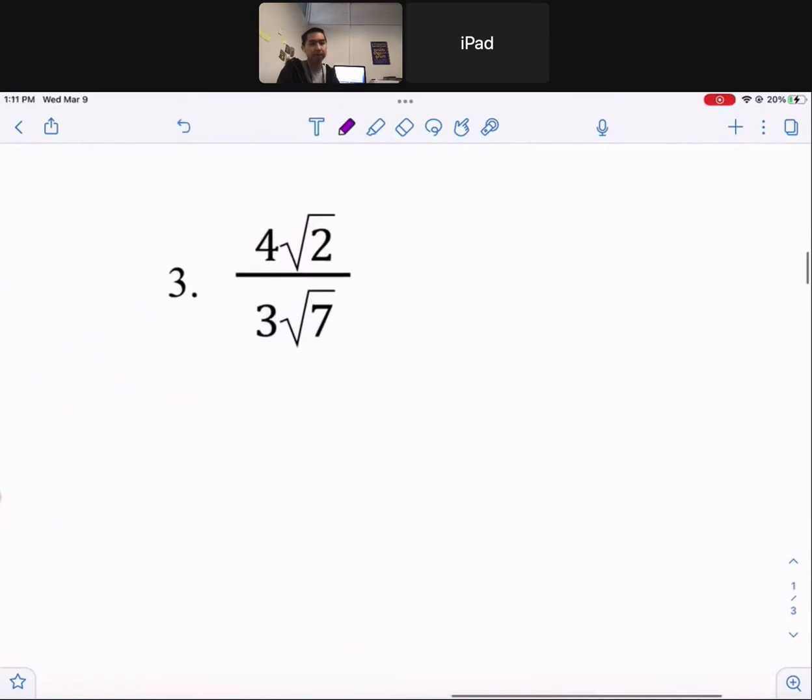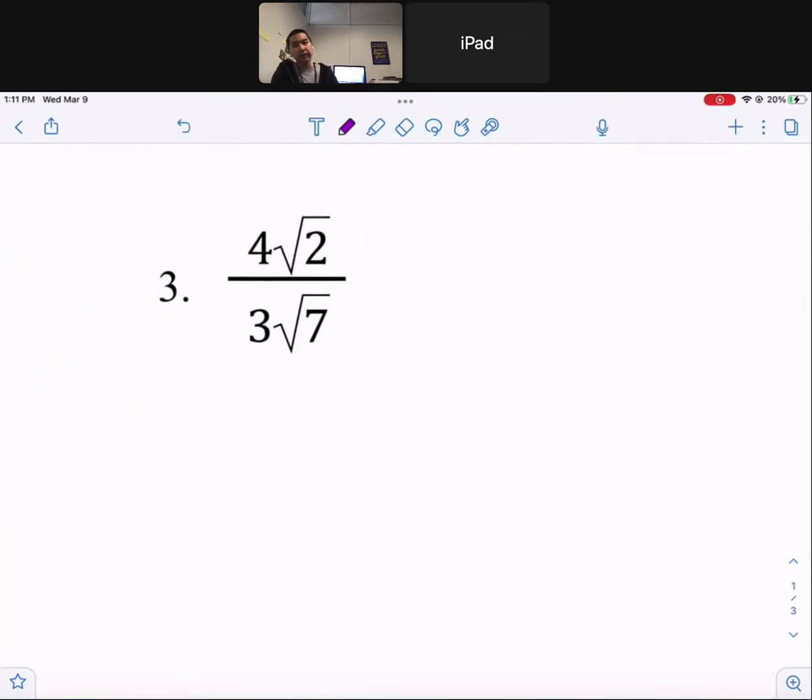Number 3. Okay, we can't simplify anything. No radicals, no perfect squares, no fraction we can simplify. So multiply top and bottom, you guys, by radical 7, right? You take the radical in the denominator and multiply top and bottom by that number.